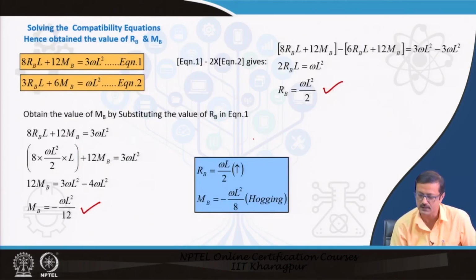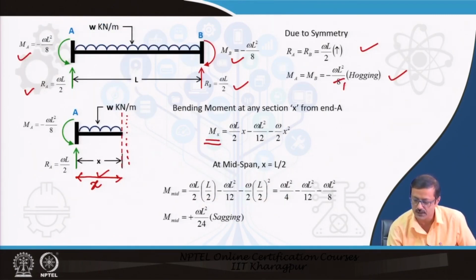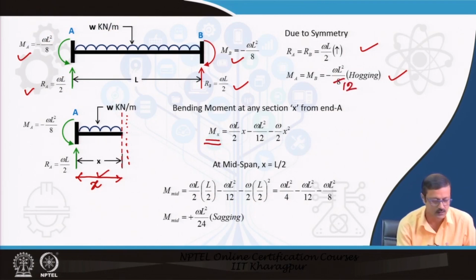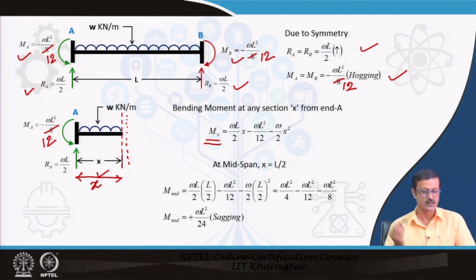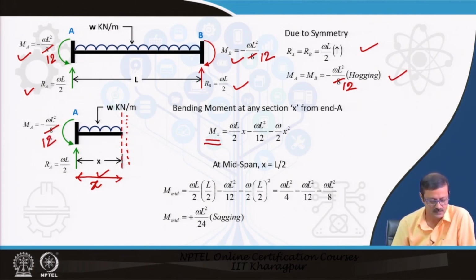There is a small mistake. I think this is not a small mistake, this has to be 12, not 8. Everything has to be corrected in the PPT. I will make all the corrections. So, this has to be 12, all of this has to be 12. This is not a small mistake, this is a very big mistake. I understand, but I will rectify this in the PPT.